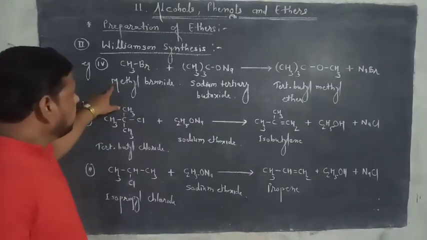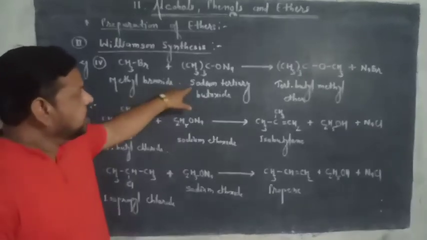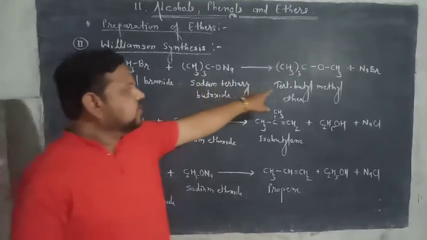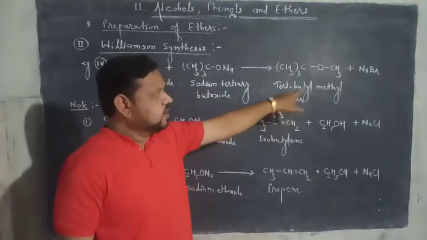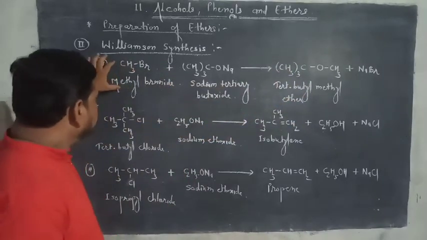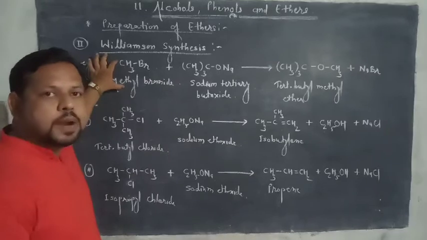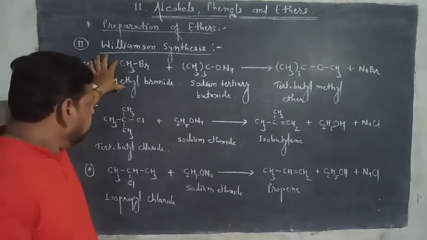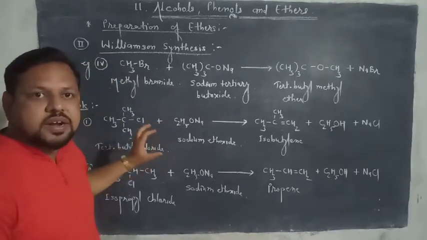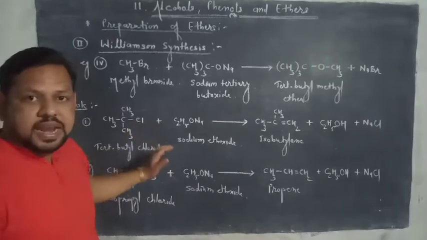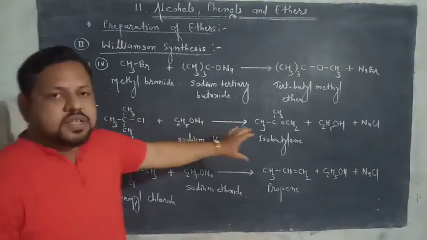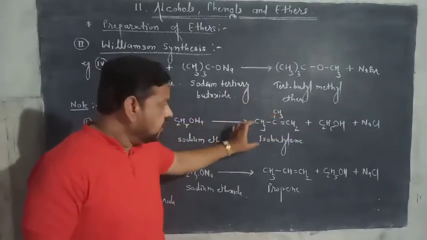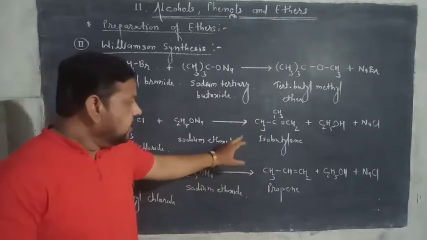Then next example, methyl bromide is treated with sodium tertiary butoxide. Then it gives tertiary butyl methyl ether and sodium bromide. These four examples are primary alkyl halides. If we use secondary and tertiary alkyl halides, then it gives alkene. Primary alkyl halide gives ether, but secondary and tertiary alkyl halide give alkene.